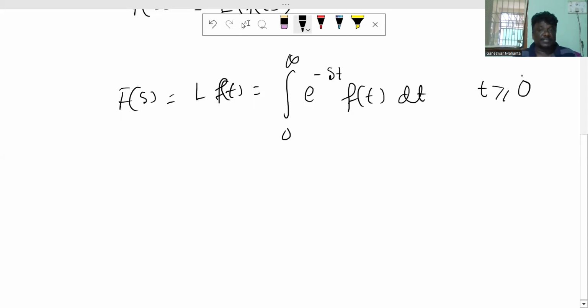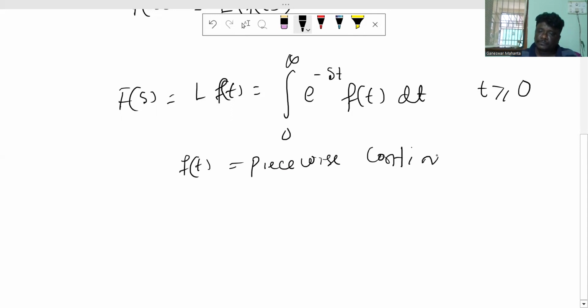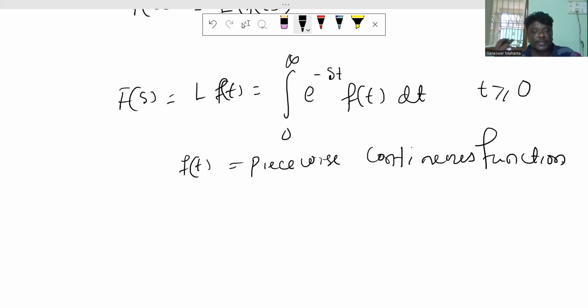And f(t) here is given as a piecewise continuous function. So we define here F(s), that is the Laplace of a given function. The function we have chosen, f(t), is a piecewise continuous function whose interval is 0 to infinity. And here another variable s is considered. s is any constant greater than k, or s is a positive number, and this is called the Laplace transformation of the given function f(t).